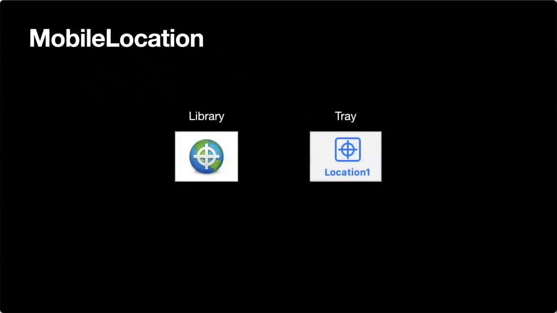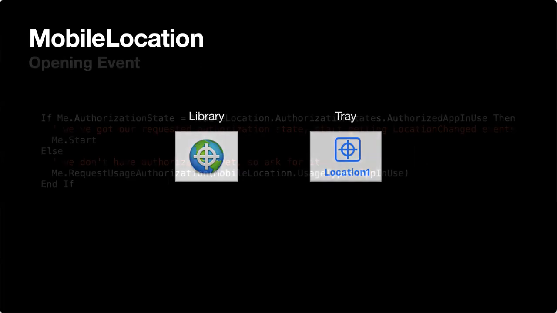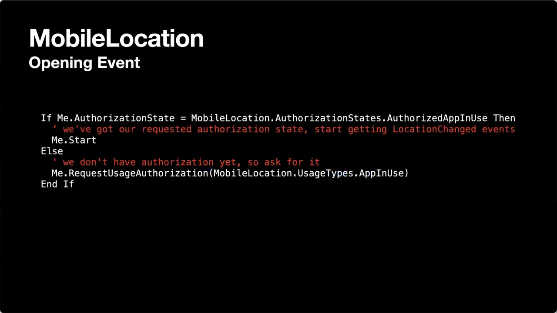Now, for some apps, you need to know where in the world the device is. And if that's yours, you'll want to use the MobileLocation class. And once again, it'll be a familiar theme as to how you implement this. In the library, you use the MobileLocation control, drag that onto the layout. It'll appear as an instance in the tray, in this case called Location1. And it's fairly simple to use it.